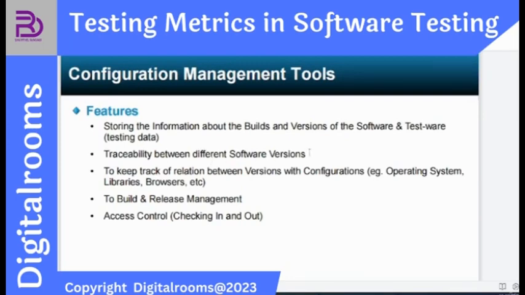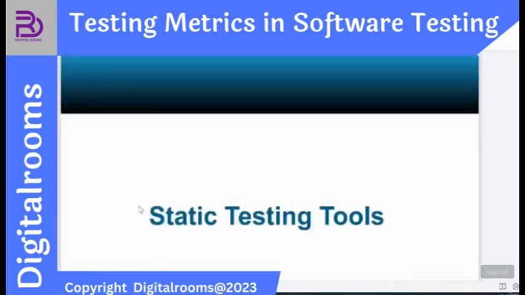Traceability between different software versions. Just like we took the example, if you remember earlier, regarding the version 14.2.1 and the new version 15.0.2. So for an example, to keep track of relation between version and configuration. So when we are updating those versions of the software, are we updating the hardware or the environment of that particular software or not, such as operating system, hardware, processor. To build and release management, access control.